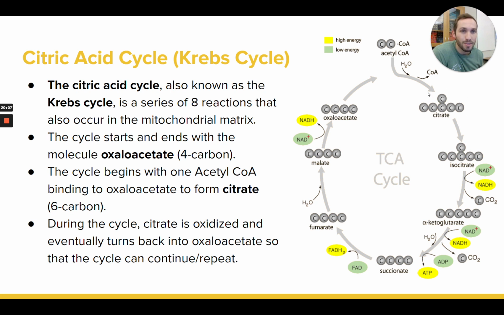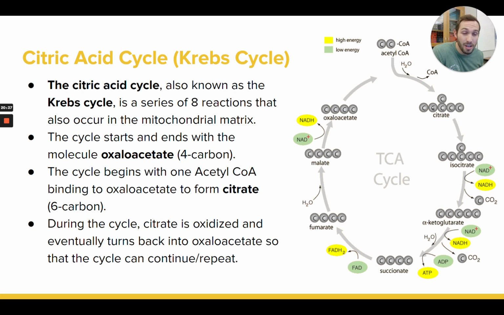This is citrate. Citrate is also called citric acid, which is the name of the cycle. It's a 6-carbon molecule, and this is us starting the cycle here. Oxaloacetate and acetyl-CoA join together, and now we have citrate, and the cycle begins with citrate. And like I said, this is also called the Krebs cycle. The College Board usually refers to it as the Krebs cycle, so I'm going to start saying Krebs cycle instead of citric acid cycle.